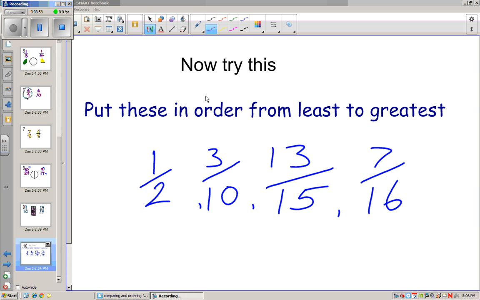So the last thing I'm going to have you do is try and put these 4 fractions in order from least to greatest. We have 1/2, we have 3/10, we have 13/15, and we have 7/16. And remember the strategies that we talked about using. You can look at the numerator, and then decide if they're bigger or smaller when the denominator is the same. You can look at the denominator, and that's going to tell you, are those bigger pieces or smaller pieces based on what the numerator is. And then, of course, you can compare the fractions to 1/2.